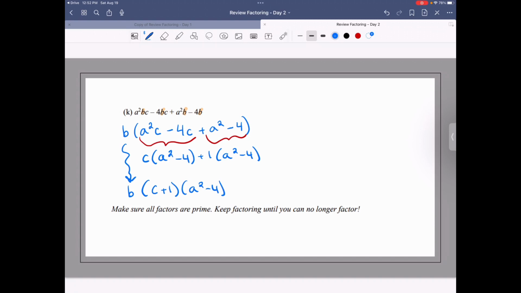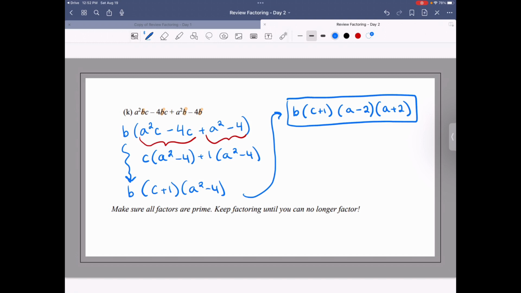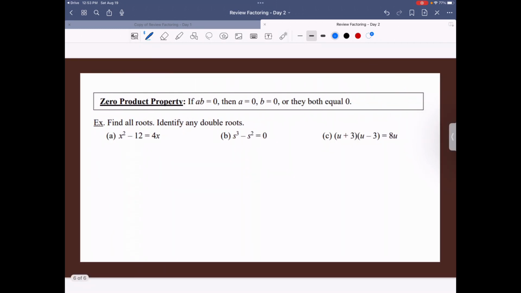But a squared minus 4 is a difference of squares. So we would have b, c plus 1. We still have that. But the a squared minus 4 becomes a minus 2, a plus 2. Because if we distribute that out, we'll come back with a squared minus 4. So that is fully factored and pretty cool.